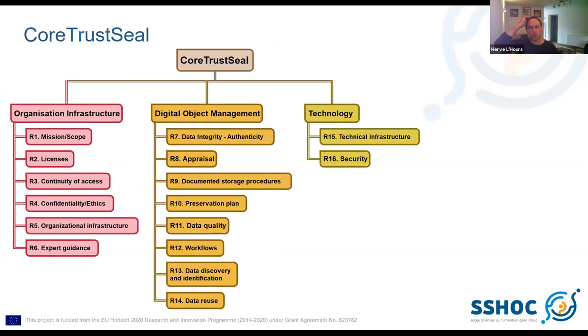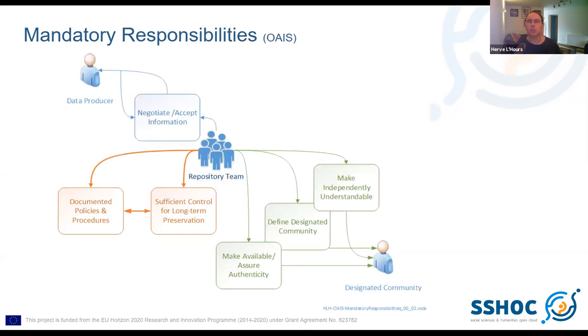Back inevitably to the Core Trust Seal, 16 requirements as Olivier outlined. I'll go over those in slightly more detail in a moment, but something to look at previous to that is that these mandatory responsibilities come from the OAIS, which maybe helps to put some of this into context. A data producer needs to be able to negotiate with and have information accepted by a repository team. We're looking for documented policies and procedures, sufficient control for long-term preservation. The management of the rights to allow you to do this is non-trivial.